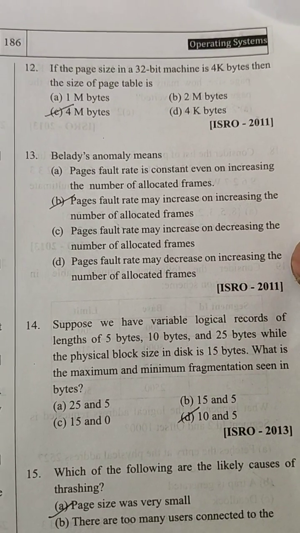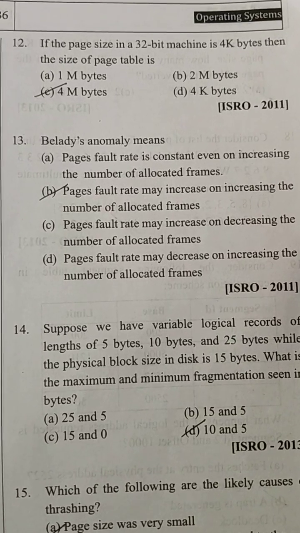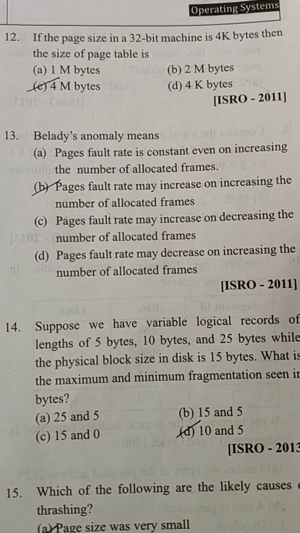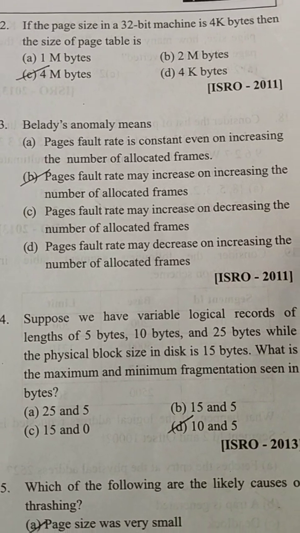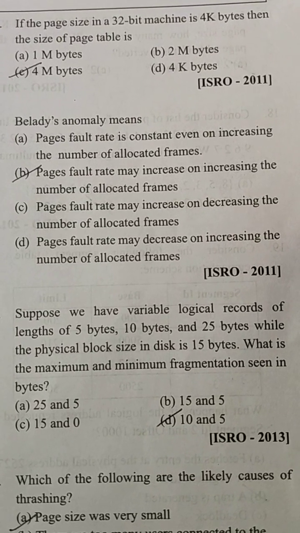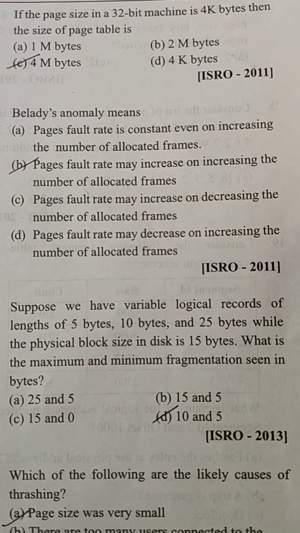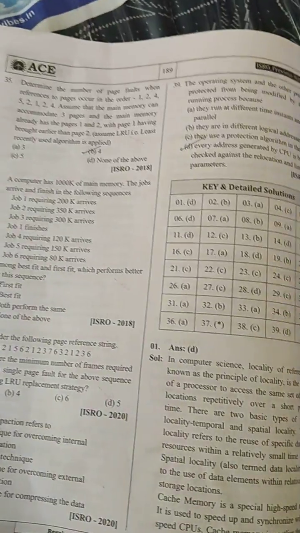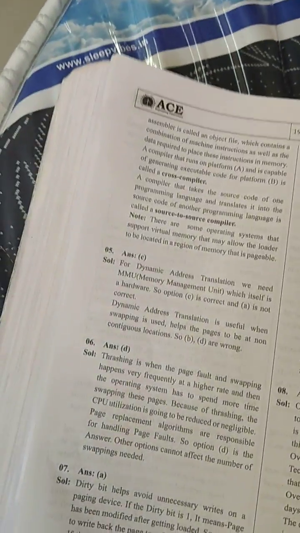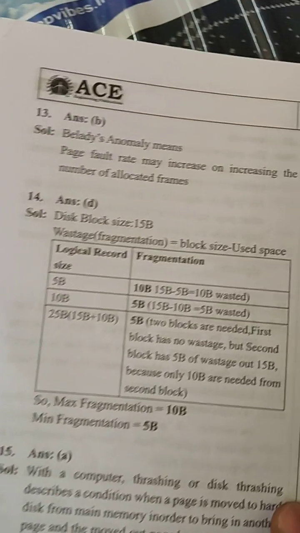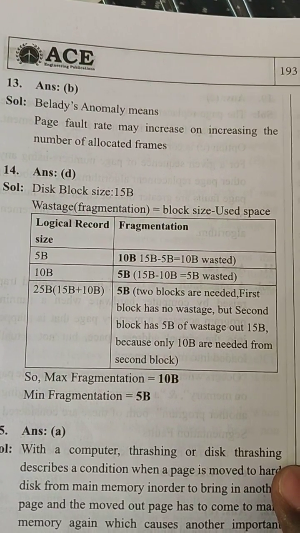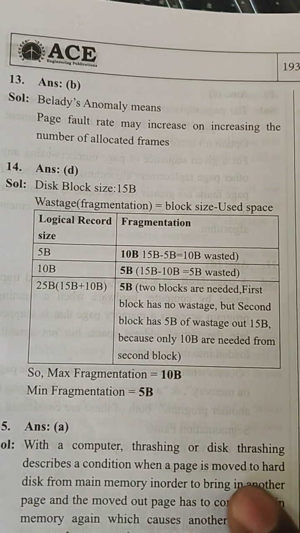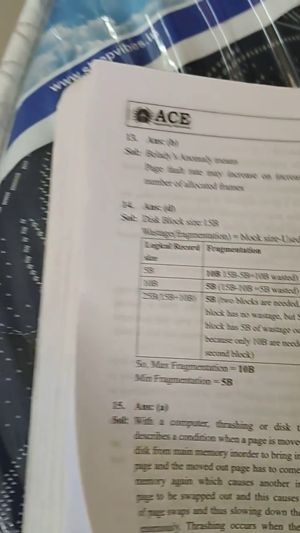13th question. Belady's anomaly means a page fault rate may increase on increasing the number of allocated frames.